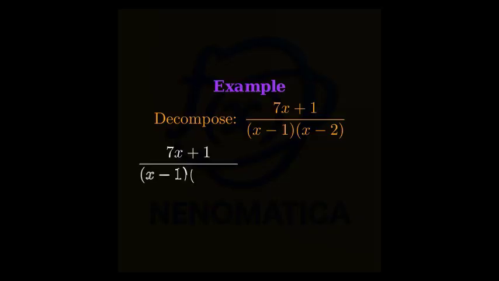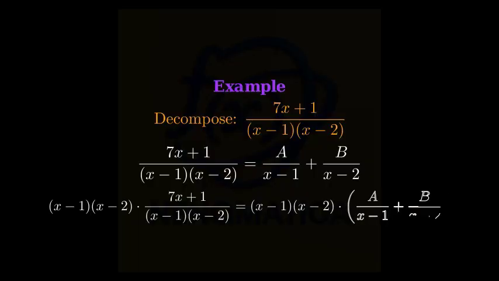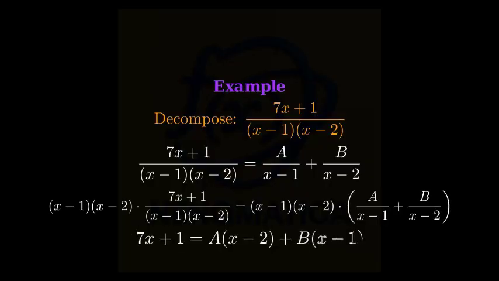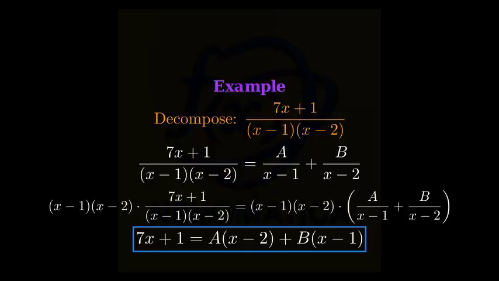Example: decompose the rational function 7x plus 1 over the product of x minus 1 and x minus 2. We will solve for constants a and b such that the fraction equals a over x minus 1 plus b over x minus 2. Step 1. Multiply both sides by the common denominator, which is x minus 1 times x minus 2, to clear the fractions.